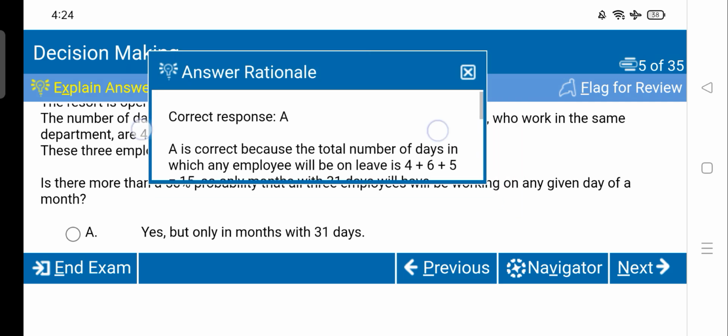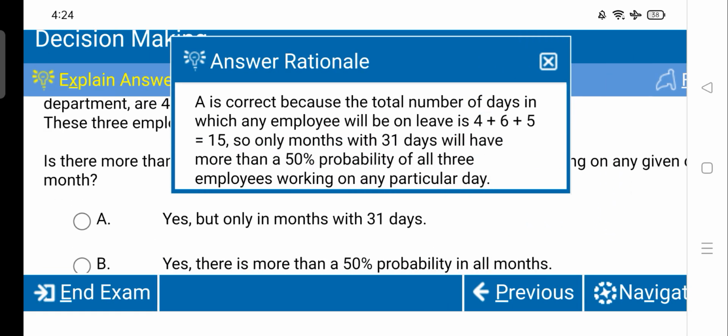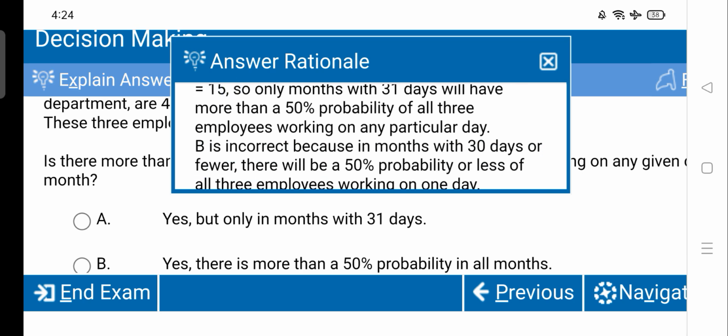So here we have a correct response is option A. A is correct because the total number of days in which any employee will be on leave is 4 plus 6 plus 5 equals 15. So only months with 31 days will have more than a 50% probability of all three employees working on any particular day.